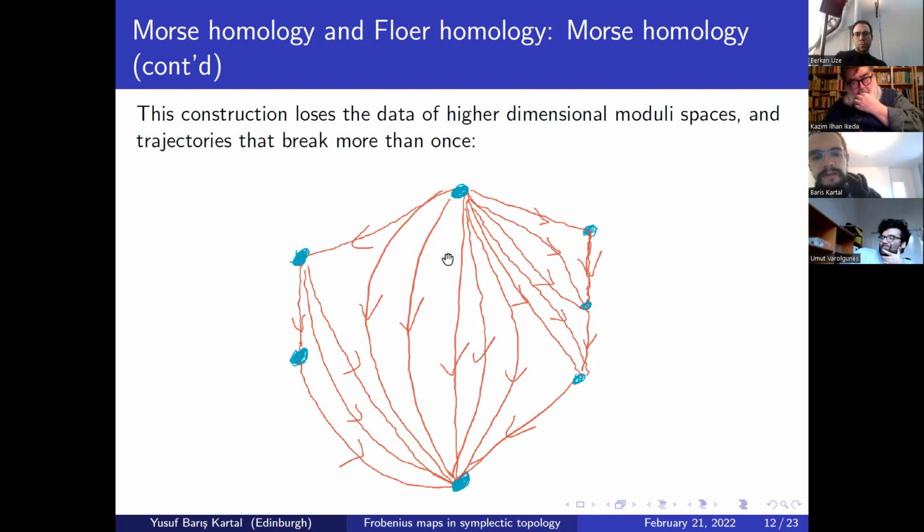So the blue ones here represent the critical points, and as you send gradient trajectories to the limits in the red, it breaks at this point first, then it breaks twice, and on the right it can break thrice. So those are all perfectly valid broken trajectories, but the previous construction loses this data completely.